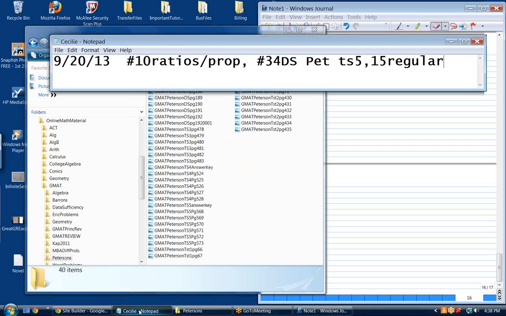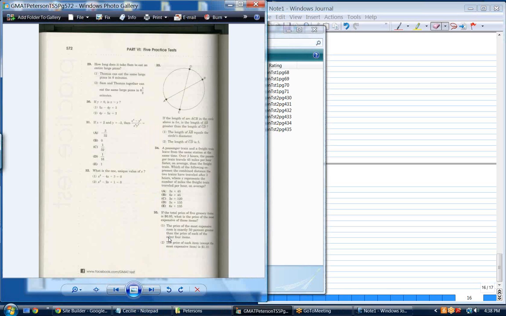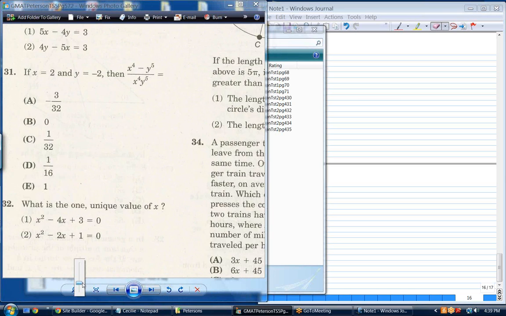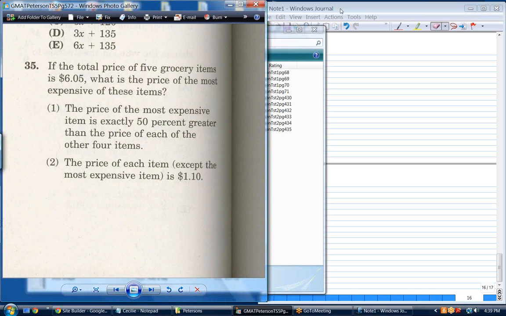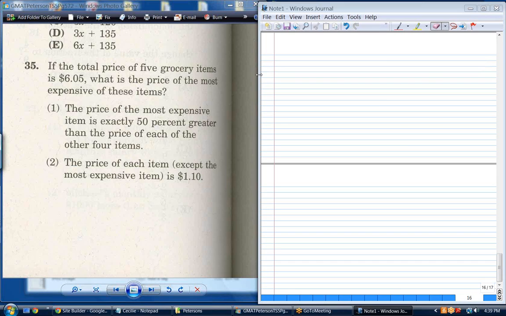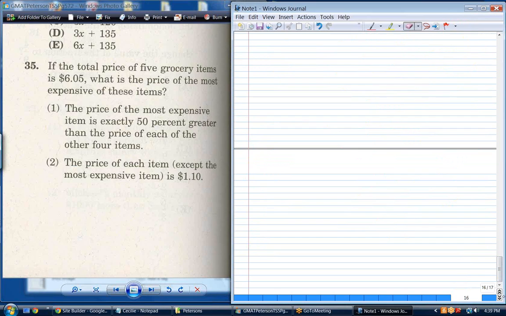My notes say we got to number 34 of the data sufficiencies on test 5. All right, 35 is also data sufficiency. If the total price of 5 grocery items is $6.05, what is the price of the most expensive of these items?